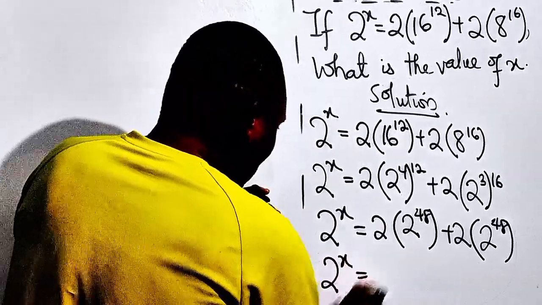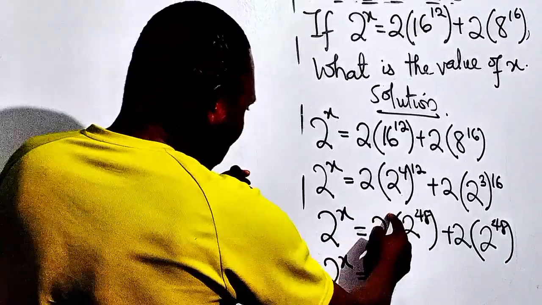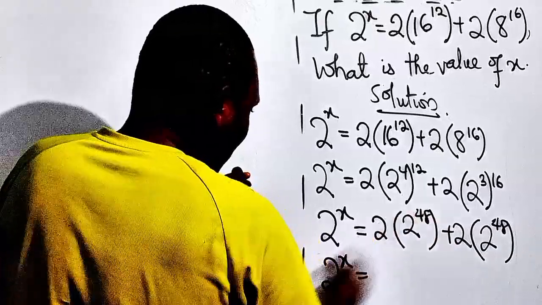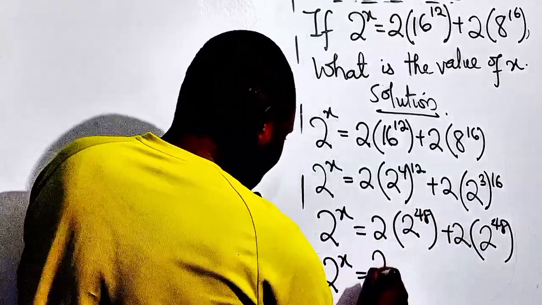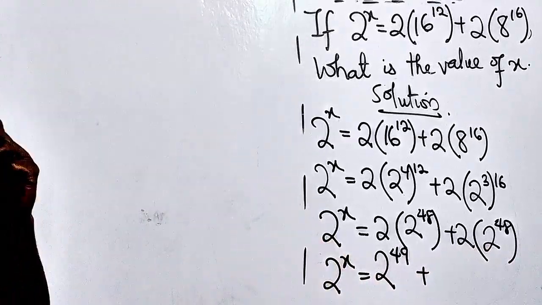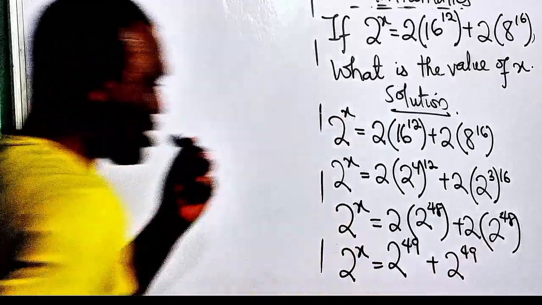All right, so from here we can still have this as 2 raised to the power of x equals, now this from the law of indices, this is 2 raised to the power of 1, and there is 2 raised to the power of 48. Now 48 plus 1 will give us what? 49. So this is 2 raised to the power of 49, plus the same thing is applicable there. So this is 2 raised to the power of 49.